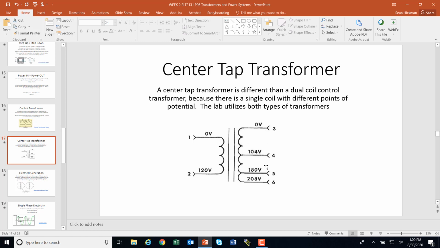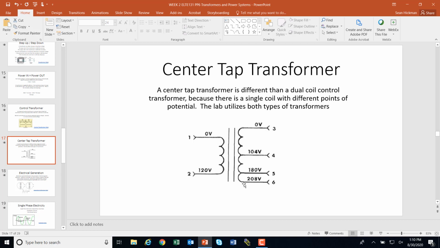But you can get different voltages here. If for some reason you wanted to use it the other way, and you ran 120 on this side, on this side you could get 208. Or if you connected between 5 and 6, you could get 208 minus 180.